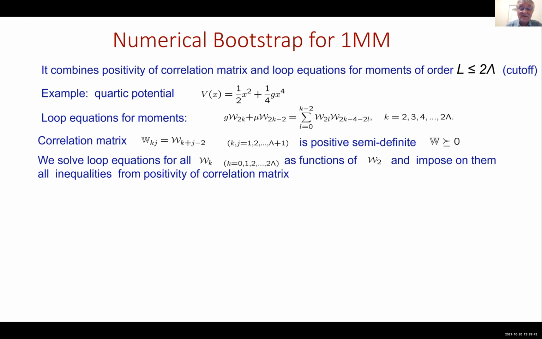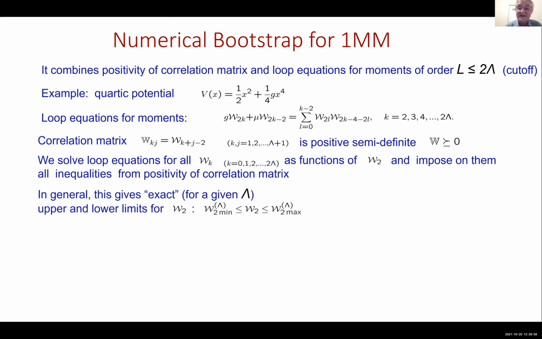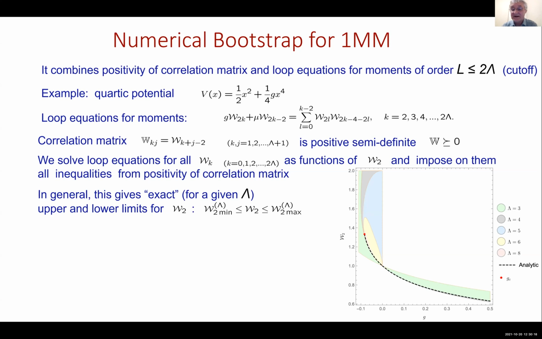Then we solve loop equations. Again, we can solve all the higher moments up to lambda order in terms of W2. And the same story: we plug the non-linear expressions into the correlation matrix and solve the inequalities, again just using a Mathematica program. And we get the upper and lower limit of the W2 moment, the lowest moment, trace M squared, at such a cutoff. And here is the result where we scan G, the coupling. You see that with each lambda it improves, and for lambda equals 6 or 8, you almost don't notice the difference from the exact analytic solution.